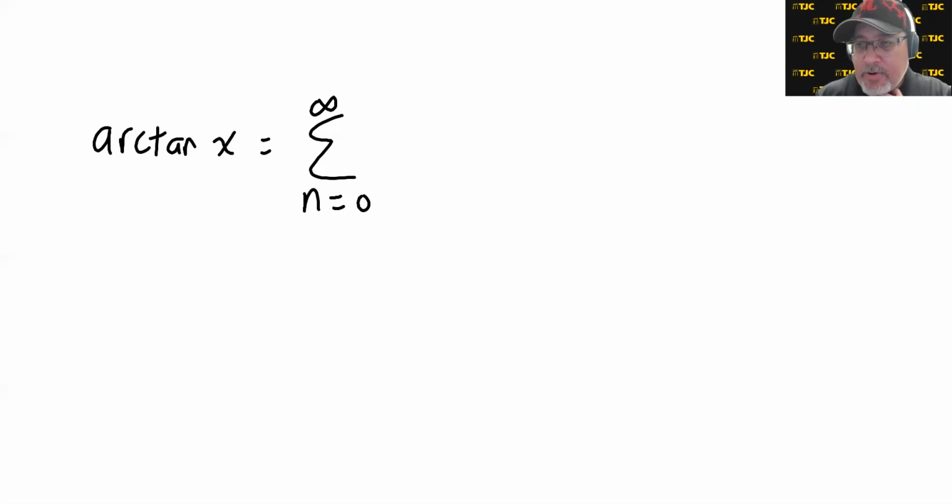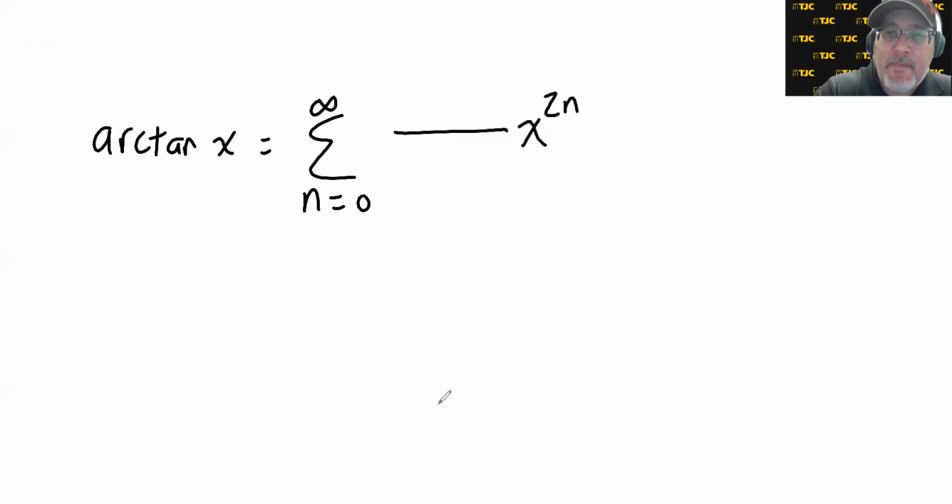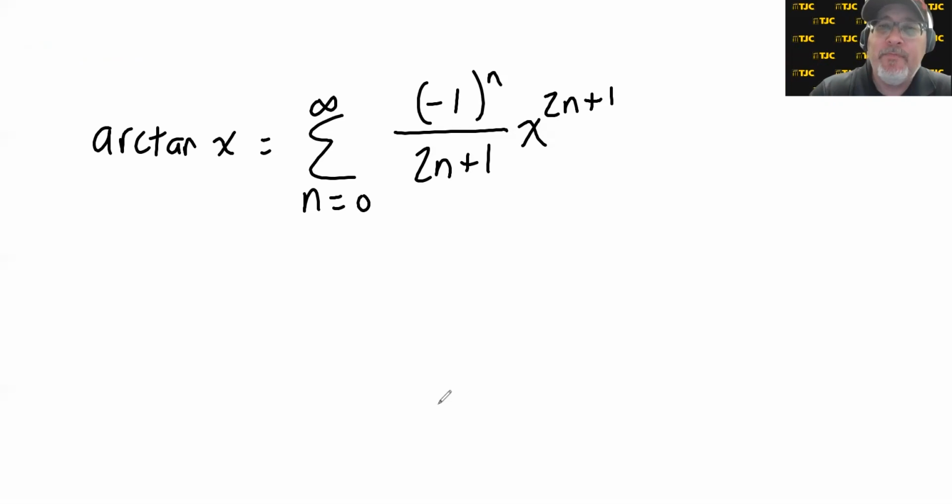Alternating odd powers, no factorials. Okay, it's what I thought it was. I just hadn't seen it in a while, and I didn't want to put something up here and have to correct it. All right, so it's an alternating series. It's odd powers of x. No factorial on the bottom, just the 2n plus 1. It does start out positive, so (-1) to the nth power is good up there.